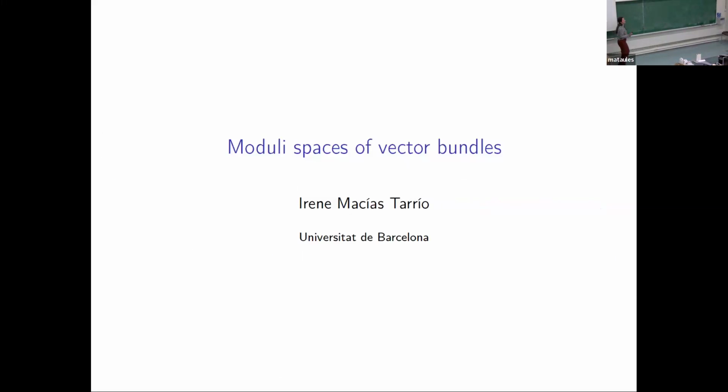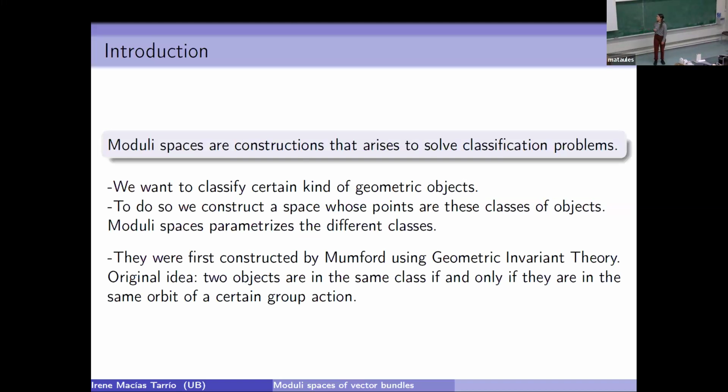Okay, so I'm going to talk about moduli spaces. In general, moduli spaces are spaces that arise to solve classification problems. The thing is to construct a space that parameterizes the different classes of the objects that we want to study. So the points of the moduli space will be the different classes of objects. They were first constructed by Mumford, and he used geometric invariant theory. The idea is that two objects are in the same class if they are in the same orbit of a group action. This is the original construction, not the algebraic one.